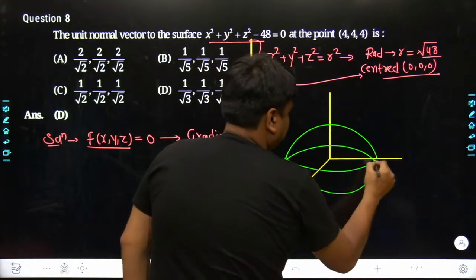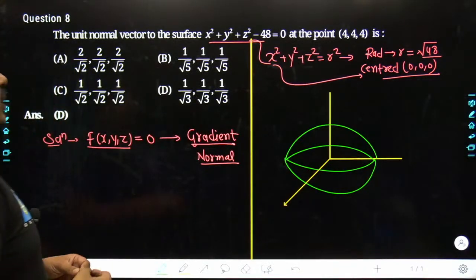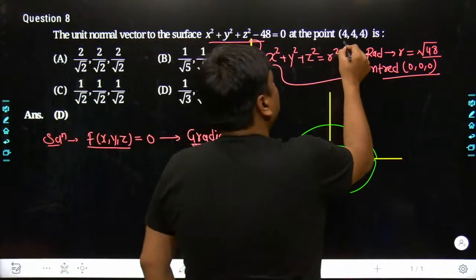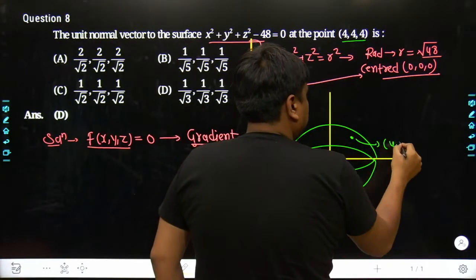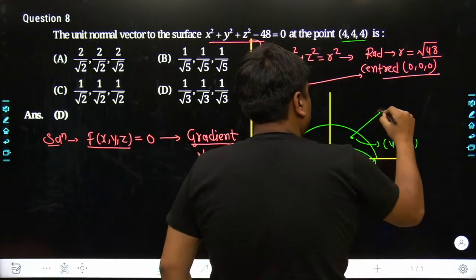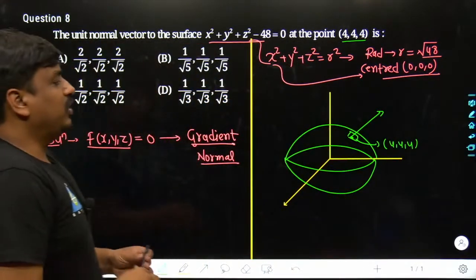This would be your spherical curve. Yes, and you wanted to get the normal over the point 4, 4, 4. Obviously, it would be a point over the first octant. So you had to draw the normal over this point. How will you get the normal over this point?